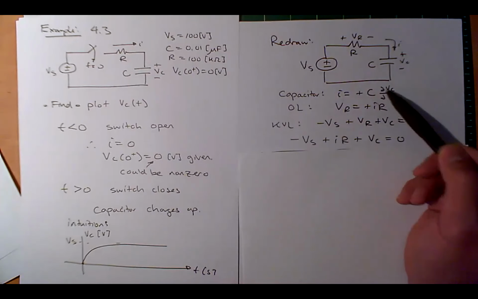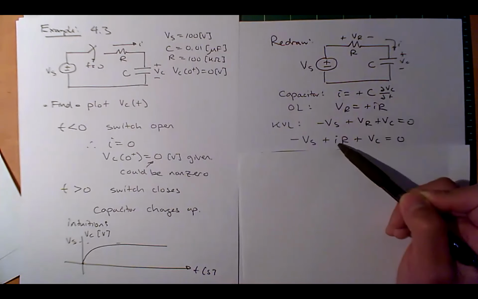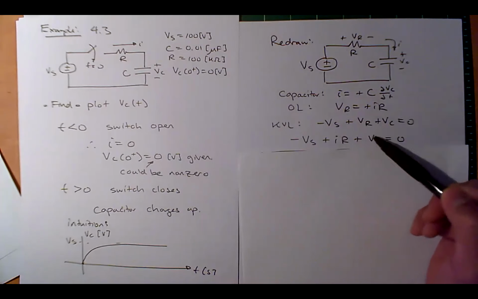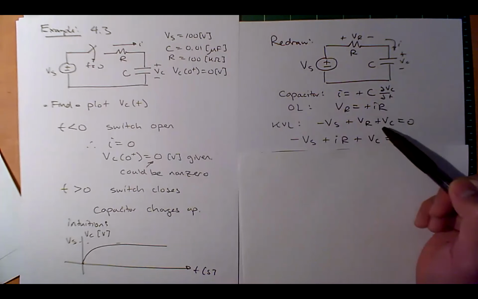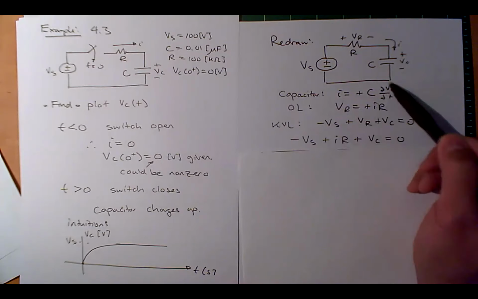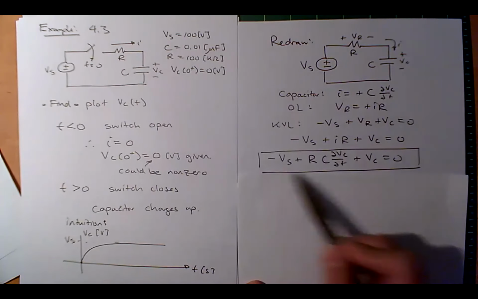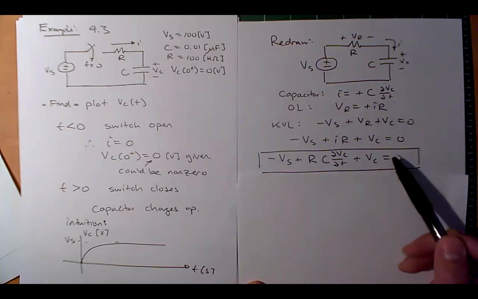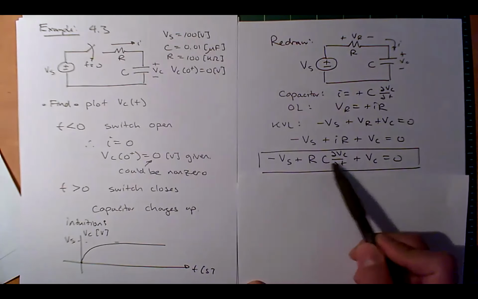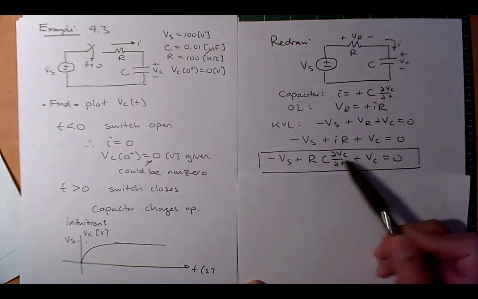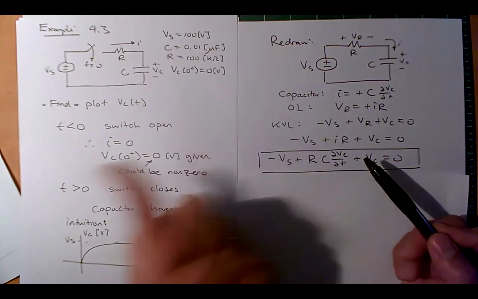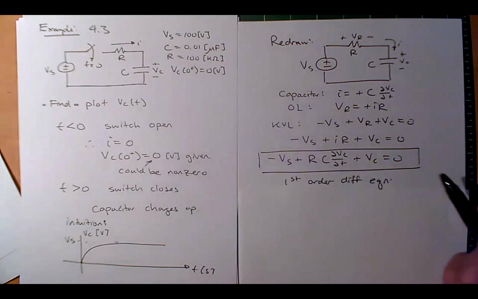And I can start punching everything in. The Ohm's law punches in here, and the VC is here. What about the I though? Oh, the I is the capacitor equation. Nice. And what do I notice? Lo and behold, I got a first order differential equation. I know VS, I know R, I know C, and I have a VC with a derivative. Notice this is slightly different than the previous one we did.